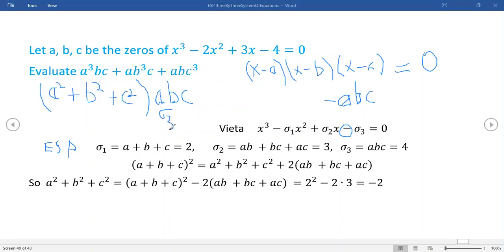And down here, we will show that A squared plus B squared plus C squared is just equal to sigma sub 1 squared. That's this piece right here.